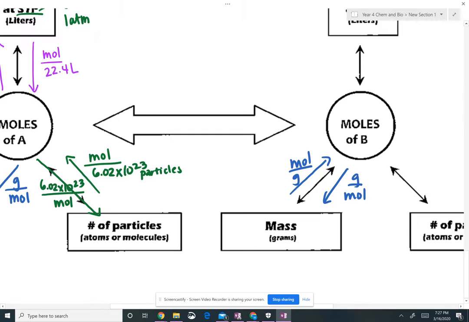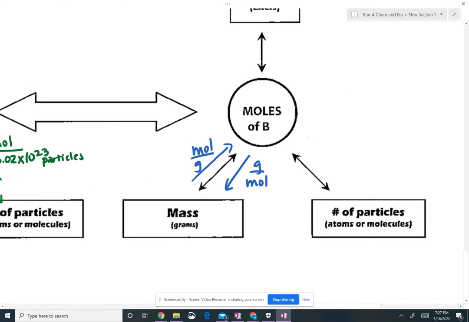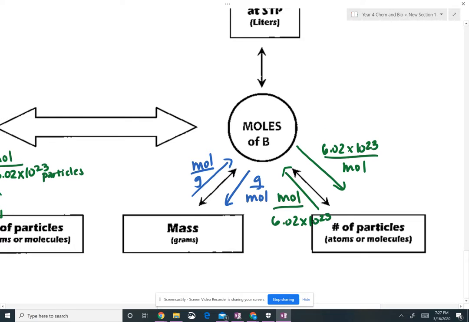Same deal on here. If you want to get from moles to particles, you want 6.02 times 10 to the 23rd on top, and then moles at the bottom. If you're going this way, you want moles at the top, and then 6.02 times 10 to the 23rd at the bottom.